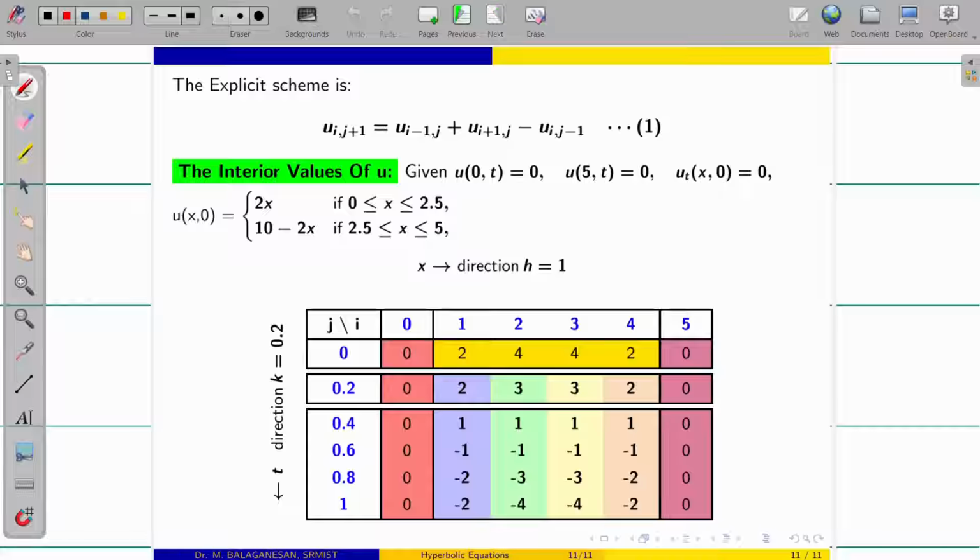That's it, guys. This is the way to solve the one-dimensional wave equation, particularly, if you want to call it, the hyperbolic equations. Clear? So I have given a clear-cut idea, a clear-cut diagrammatic representation, and in the table also I have given different colors for understanding purposes. I hope it will be easy to understand.